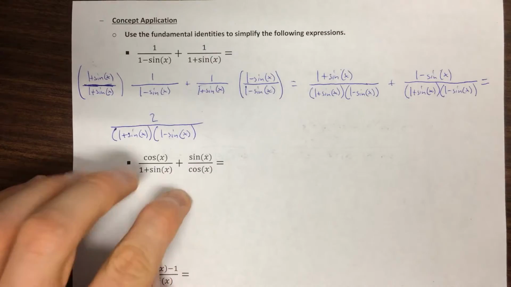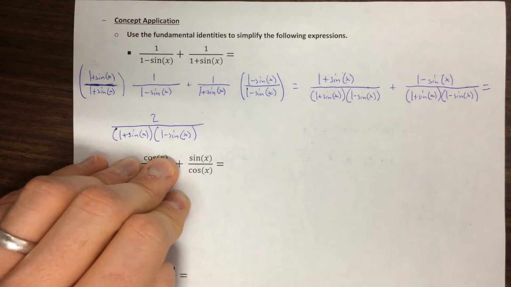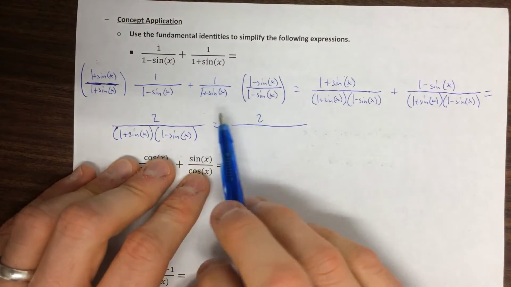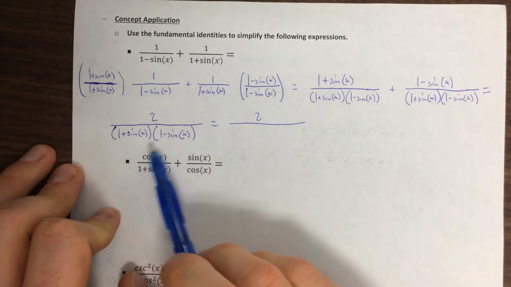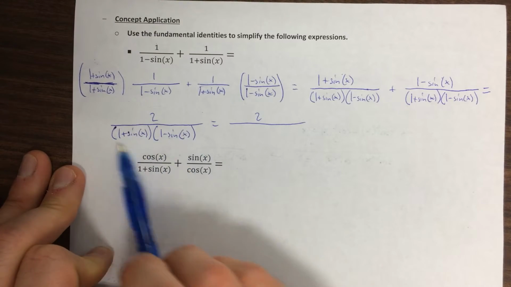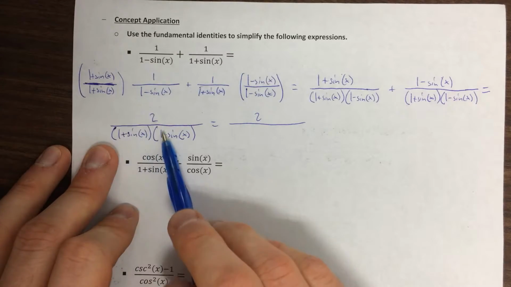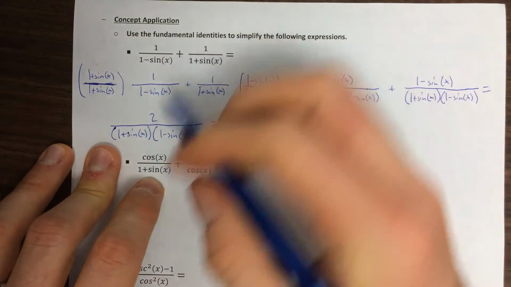Now, in class, we actually stopped here. I'm going to keep going because this can actually further simplify. We can't really do anything in this form, but let's go ahead and multiply our denominator using FOIL.